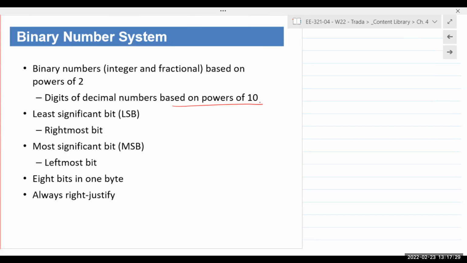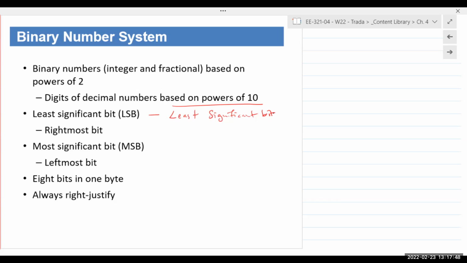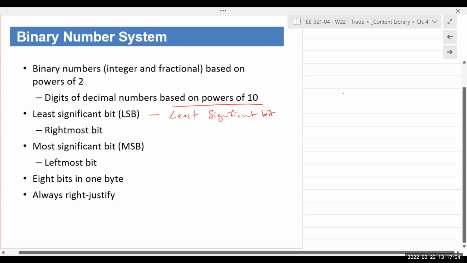When you have a number, the rightmost digit is known as the least significant bit. So LSB is the least significant bit. Each digit is labeled as a bit. And the leftmost is the most significant. So in a decimal number system, if we have a number, let's say 1259, then 9 would be the least significant bit and 1 would be the most significant. The same thing in binary number systems.